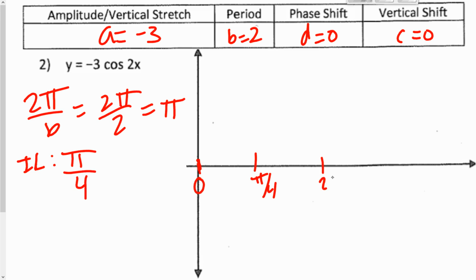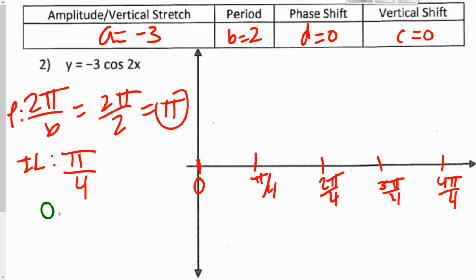That's 2 pi 4s. If you want to leave it as 2 pi 4s, that's fine. If you want to reduce it, that's fine too. 3 pi 4s. And then 4 pi 4s, which is pi long, right? 0 to pi is pi long. And that's our period length, right? Okay, then our normal y values of sine are 1, 0, negative 1, back to 0, back to 1.